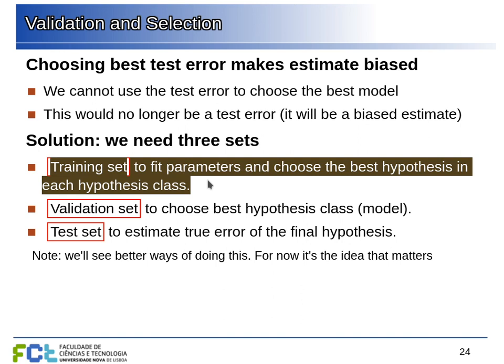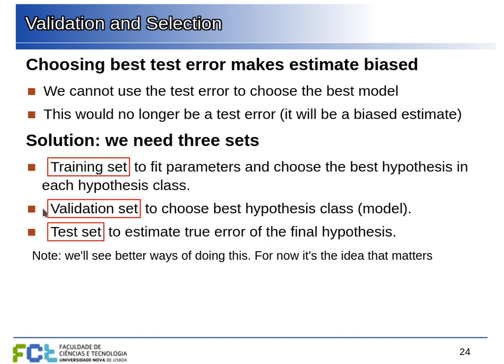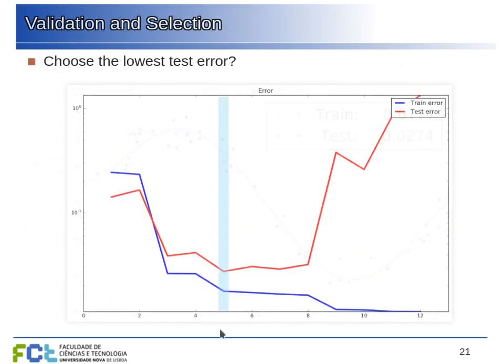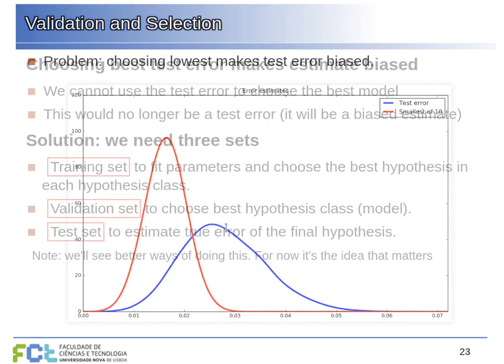Now, if we want to select between different models, we can do this for each model, and we use a data set outside the training set to choose the best hypothesis class or the best model. And this will be the validation set. This is not the test set because we are using it to choose the best one. And when we choose, we make the estimate biased. So the validation set will also be biased because of our choice of picking the smallest one here. So if this was the validation error, by picking the smallest one here, we would bias the estimate of the validation error as an estimate of the true error.